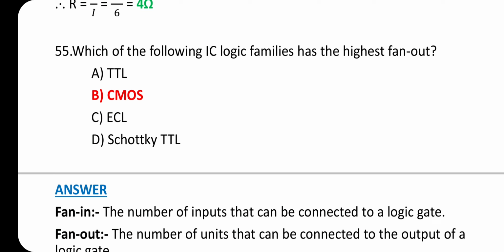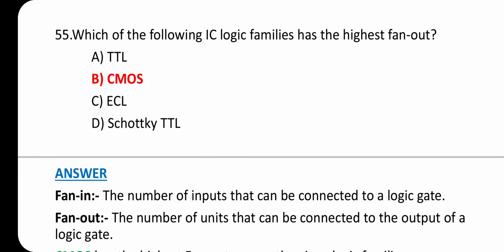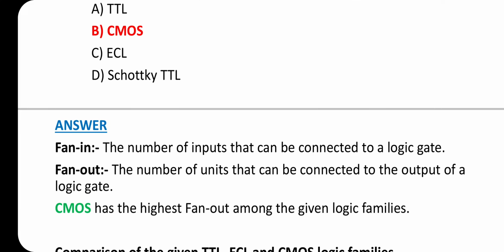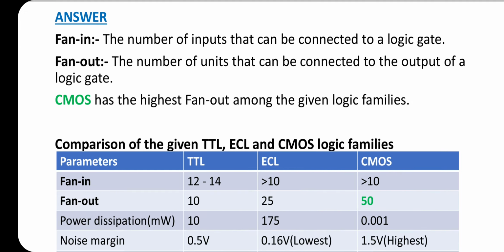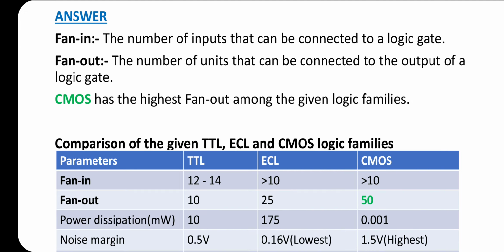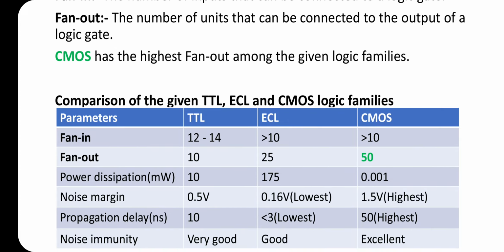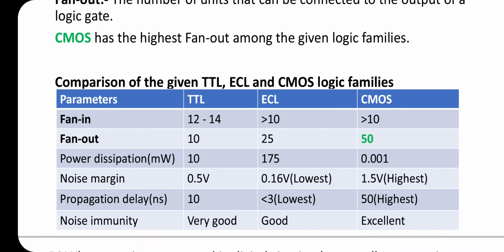Question number 55. Which of the following IC logic families has the highest fan out? Answer is option B, CMOS. While choosing a particular digital IC for an application, its specification or characteristics should be taken into account. The main specifications of logic families are fan in, fan out, power dissipation, noise margin, propagation delay, noise immunity. What is fan in? The number of inputs that can be connected to a logic gate is fan in. Fan out is the number of units that can be connected to the output of a logic gate. CMOS has the highest fan out among the given logic families.